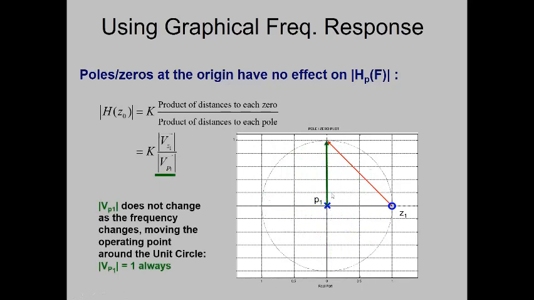Now, in this case, I won't get a flat magnitude response because the vector distance from the 0 is going to be changing. It's going to go from 0 to getting bigger and bigger and bigger. So I have a high pass filter here.